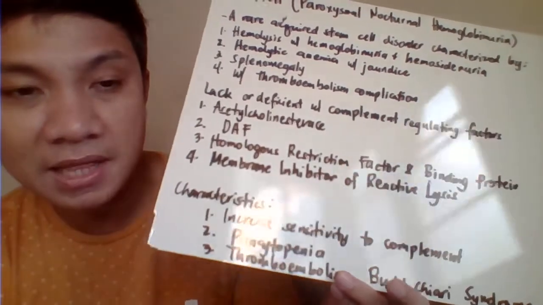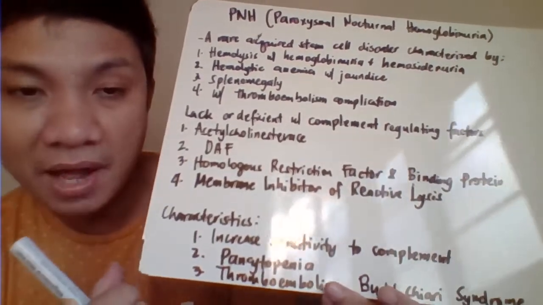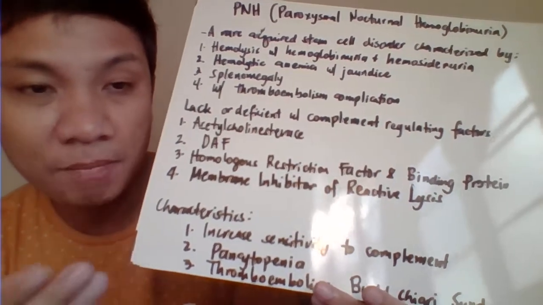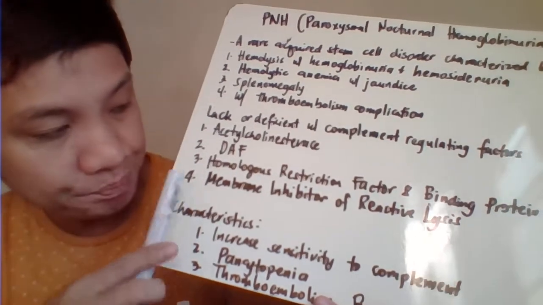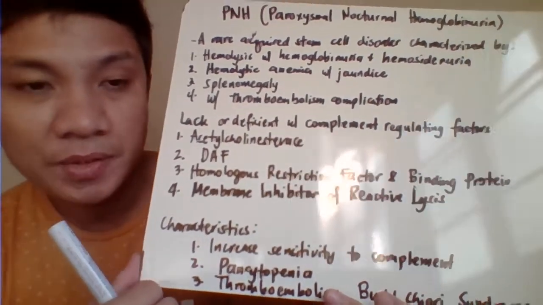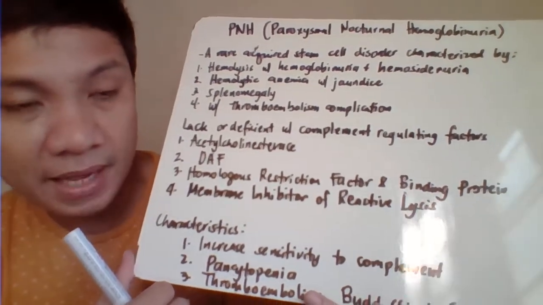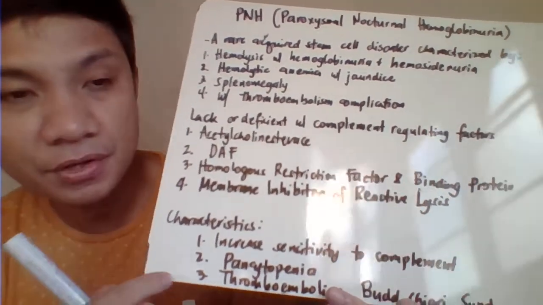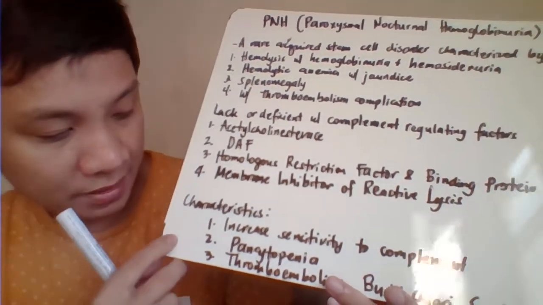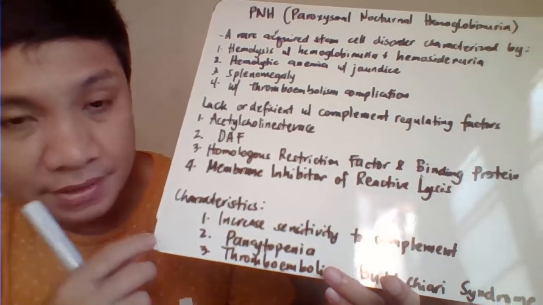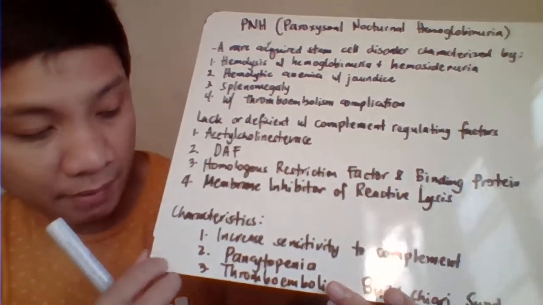So for those patients having the PNH, they don't have the decay accelerating factor. And therefore, once complement is present, it will bind the red blood cells and cause lysis. Other factors which are lacking in the red blood cell membrane, we have your homologous restriction factor, factor 8 binding protein, and we have also your MIRL, membrane inhibitor of reactive lysis. Okay, so again, this would have your increased sensitivity to complement. Again, the complement will be the one responsible for lysing our red blood cells.